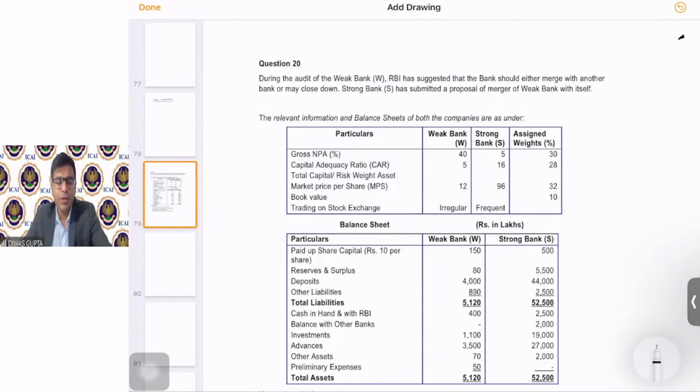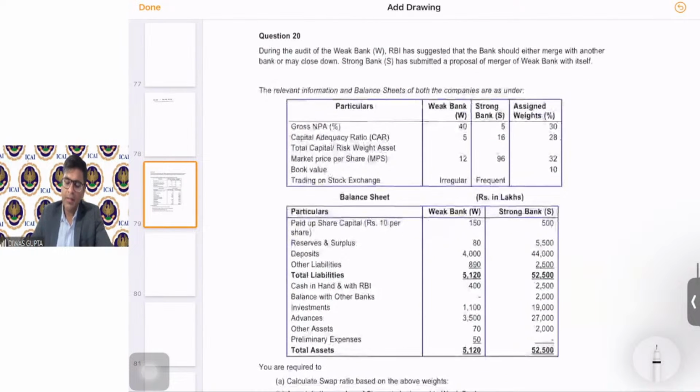Today we will be continuing on the topic of mergers and acquisitions, where we had left on one question, which is question number 20. Then we will cover some of the conceptual or theoretical aspects of mergers and acquisitions. And then we will take up the startup finance. So that is going to be the agenda for today's session.